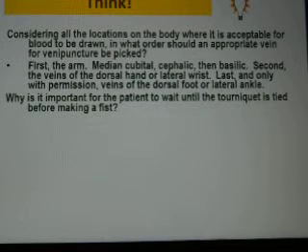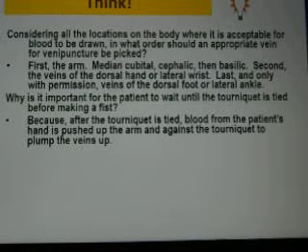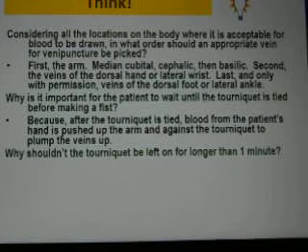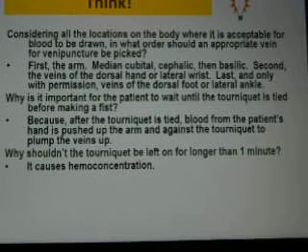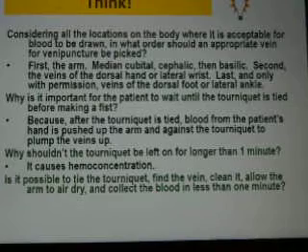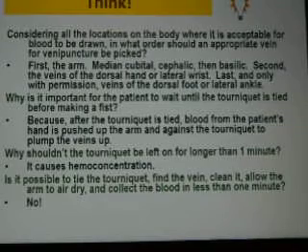Why is it important for the patient to wait until the tourniquet is tied before making a fist? Because after the tourniquet is tied, blood from the patient's hand is pushed up the arm and against the tourniquet to pump up the vein. Why should the tourniquet not be left on for longer than 1 minute? It causes hemoconcentration, and we don't want that. Is it possible to tie the tourniquet, find the vein, clean it, allow the arm to dry and collect the blood in less than 1 minute? No. So that's why you tie your tourniquet, find your vein. Once you find your vein, you pop your tourniquet, and then you go through the process.